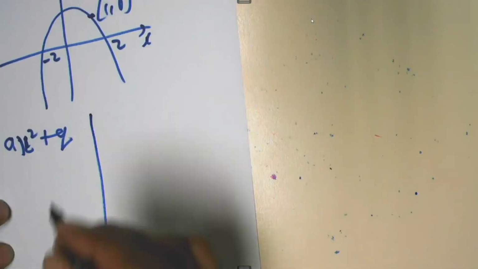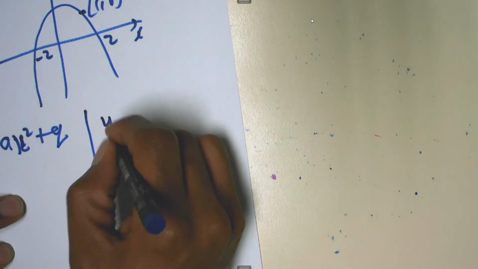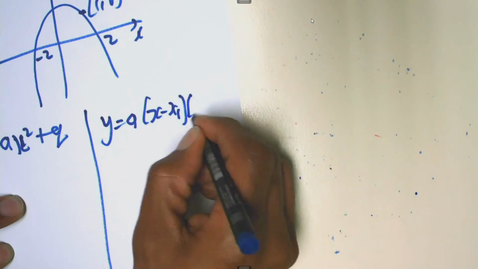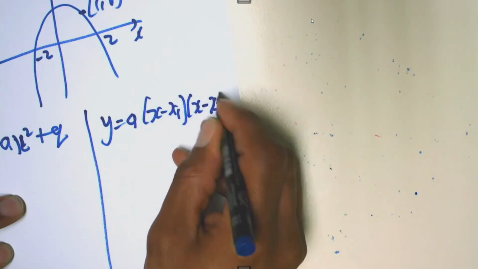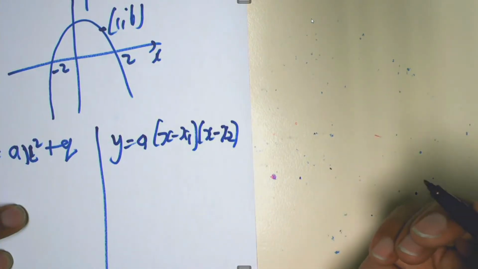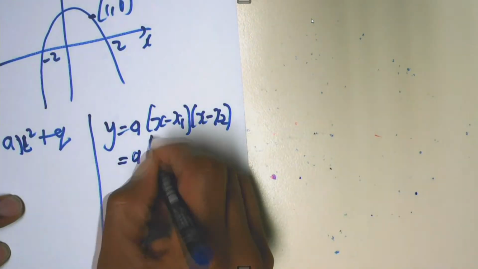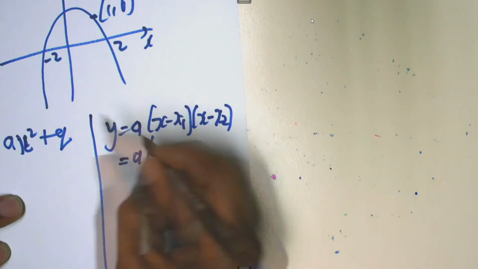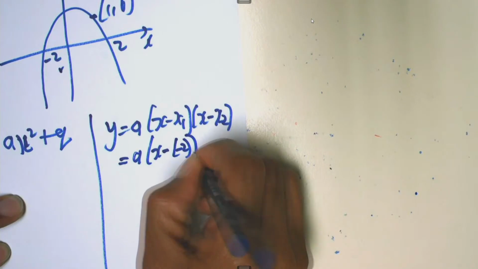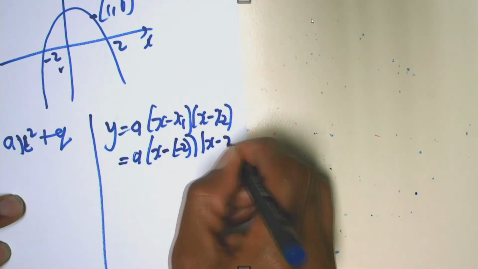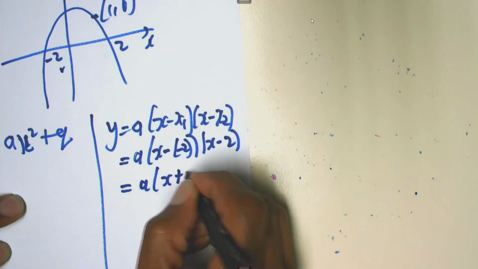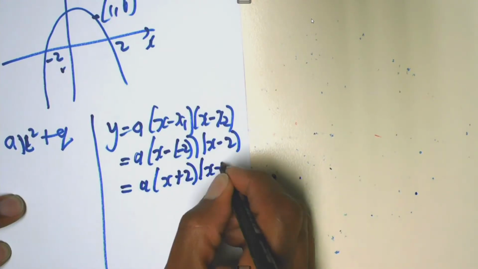Right, the first thing that we can do here is to remember that we have y is equals to a into x minus x1, x minus x2. We are given the x-intercepts, so we can use them. So I can just substitute in x minus x1 is this one. So it will be minus 2. Then we have x minus 2. There we are. Then we have a. x negative negative is a positive. Then we have x minus 2.